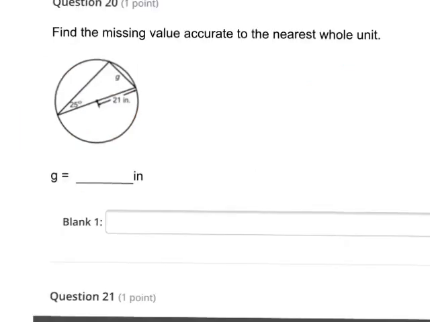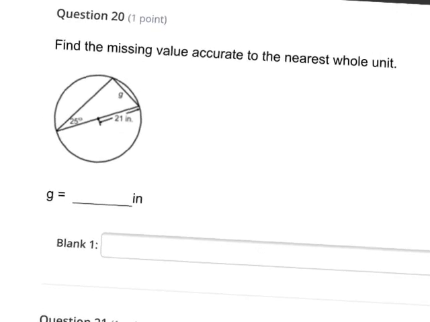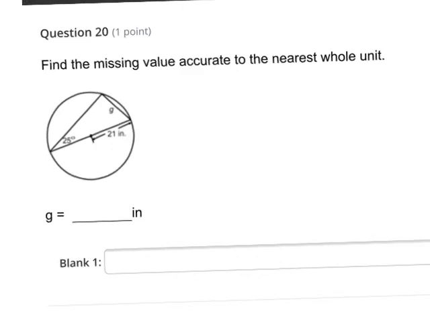All right, for our next most missed problem here, we're looking at question number 20 on the assignment. We're finding the missing value, so we have to find the g. We've got our point of reference. Okay, so for our point of reference, we're standing at the angle here. We're going to label based on that.